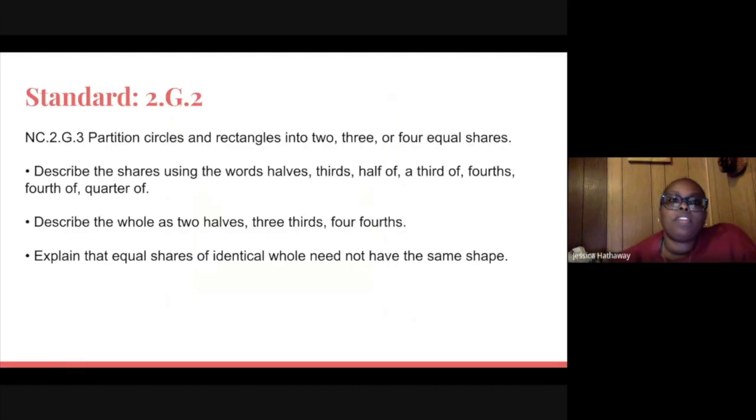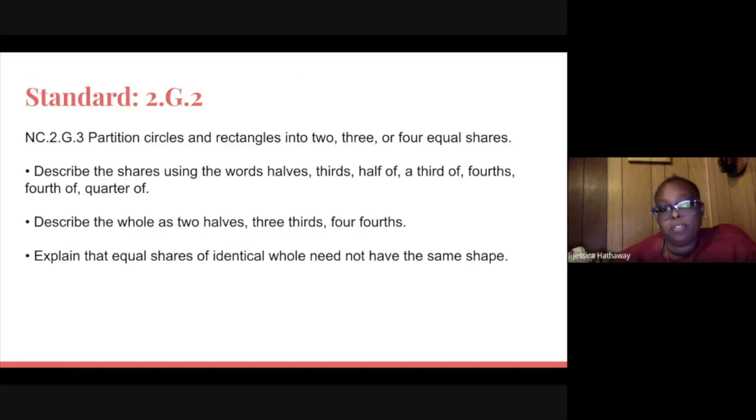So in this standard, we will be learning about NC2G3, which means partition circles and rectangles into 2, 3, and 4 equal shares. And breaking this down even further, we're going to describe the shape using the words halves, thirds, half of, a third of, fourths, fourth of, quarter of. We will also be able to describe the whole as 2 halves, 3 thirds, and 4 fourths.